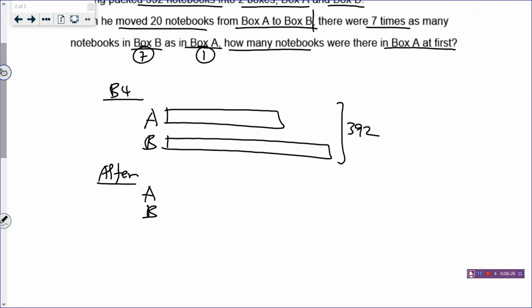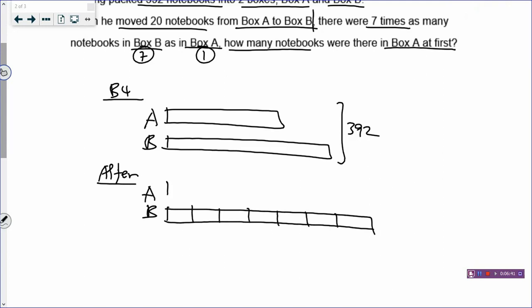So you have box B, 7 boxes. You draw a bit longer. Why a bit longer? Because box B now has more already. So you cut into 1, 2, 3, 4, 5, 6, 7. And then box A has less already, which is 1. But is the total still the same? Yes, the total is still unchanged. Important lesson here: if you don't know how to put the number in the model, like moving 20 from A to B, then you jump, skip, and draw the other sentences that are easier to draw.